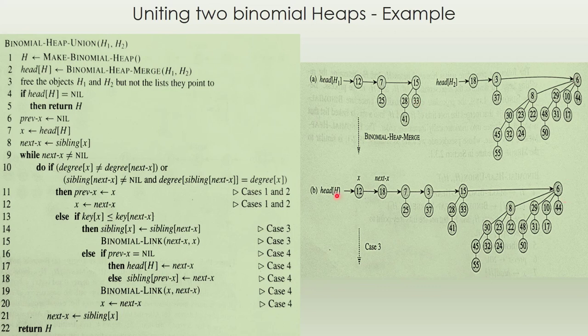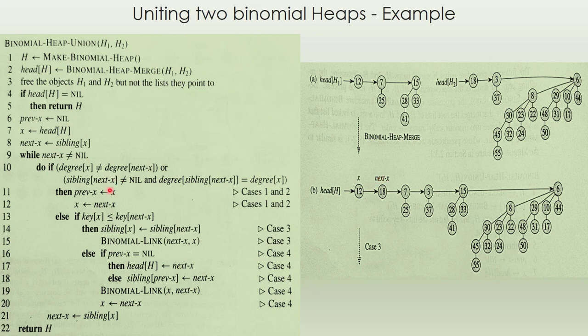So now after executing binomial heap merge, we will get a merged list. H1 and H2 are cleared because there is no need for H1 and H2 later in our program. Anyway, in this example, head of H is not nil, so H will be returned. Initially, prev of x will be nil. Head will be stored in x. That means x is pointing to 12, and head of H is also pointing to 12. Next x pointer will be stored with sibling of x. So next x will be pointing to this node 18. So next x is not equal to nil.